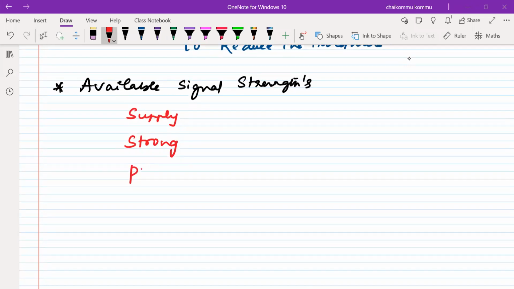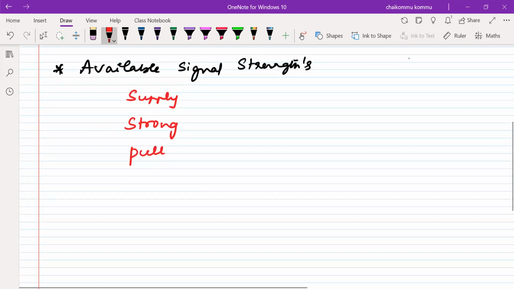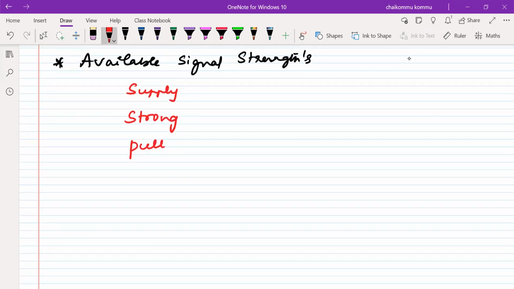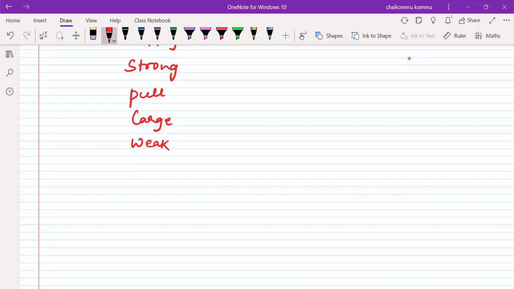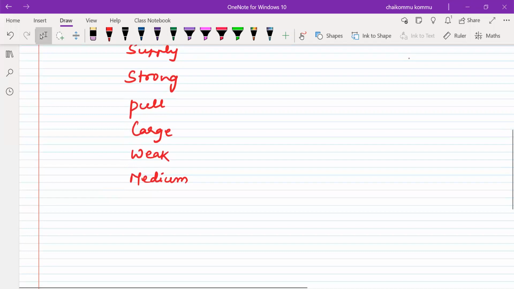Next, pull. Pull is also one strength. Next, large, L-A-R-G-E, is another strength. Next one is weak, another strength. Another one is medium. Medium is another strength. Of course, these are all keywords, right? We need to write lowercase letters only. So medium.